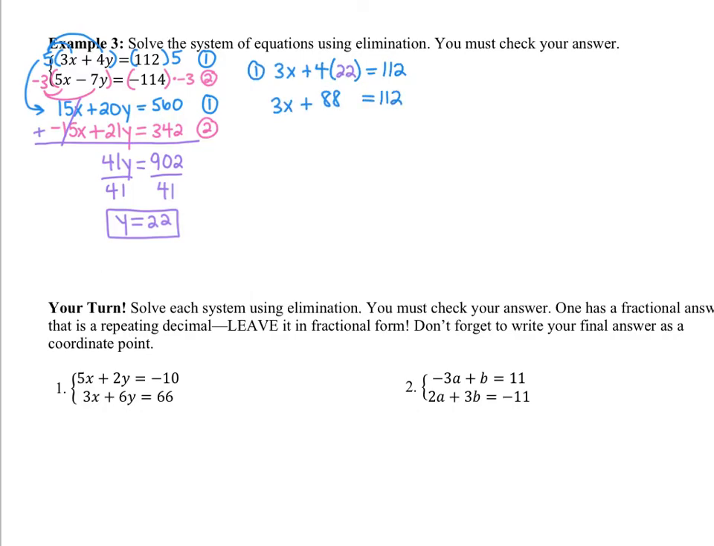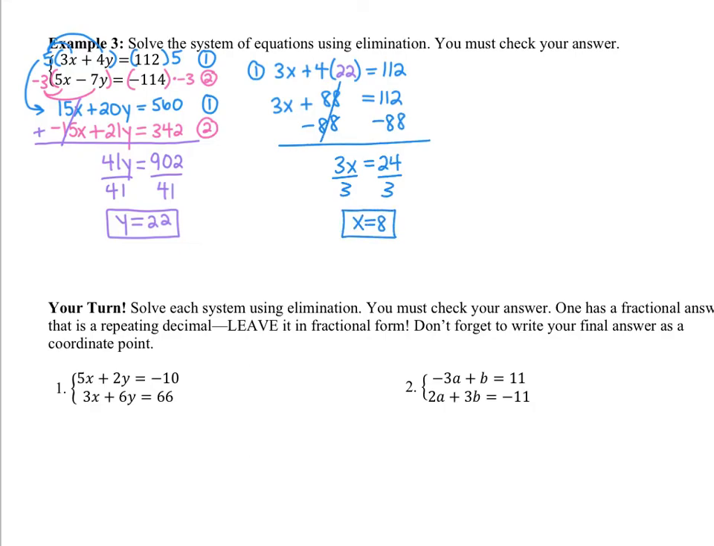Now we have a simple two-step equation. So isolate the term with the variable by getting rid of that 88. So minus 88 to both sides. And that zeros out the 88 on the left side. So we get 3x is equal to 112 minus 88 is 24. Divide by 3. And x is equal to 8.